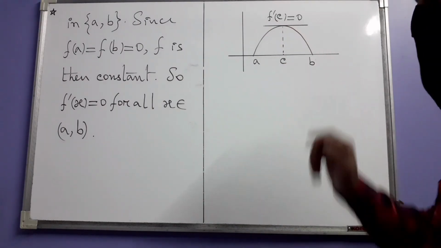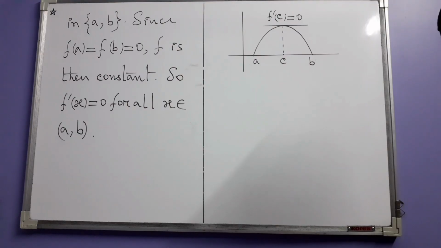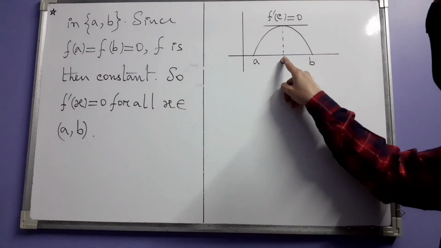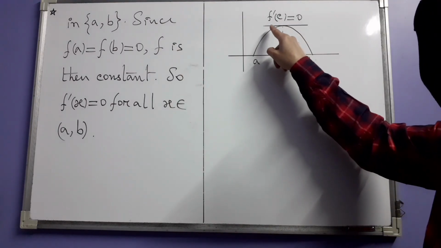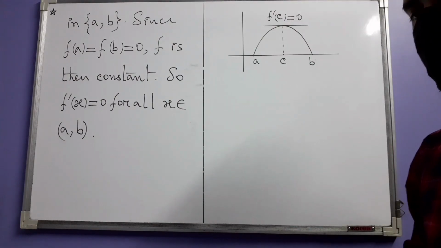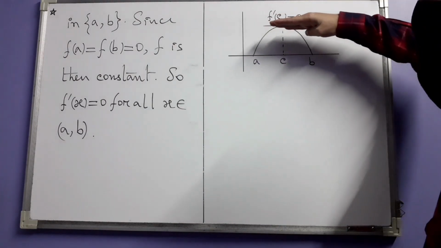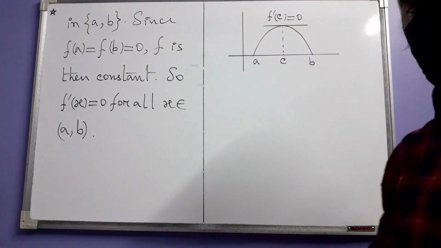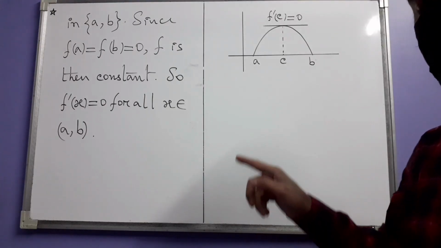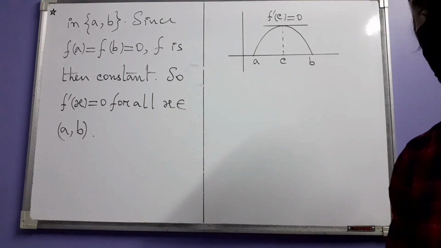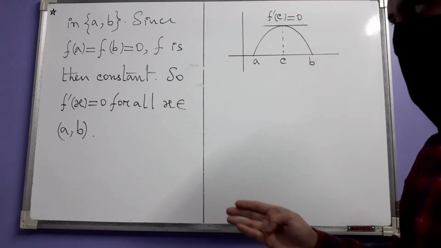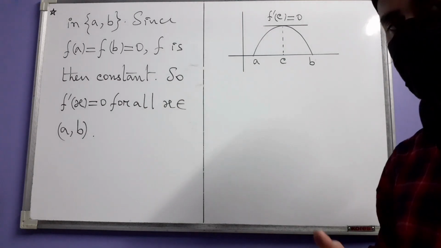It should be smooth like this. Alright, and you see that here this c is an interior point where the derivative is 0 because the slope of the tangent is 0, so the tangent is horizontal. In this case there is only one such point, but that's not necessary. Rolle's theorem only guarantees that there is at least one such point.